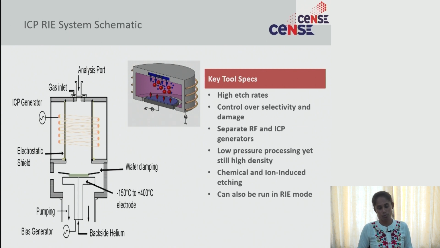So the key tool specs for the ICP RIE are that the etch rates can be high because of the density of the plasma, and we also have very good control over the selectivity and damage to the substrate. We have separate RF and ICP generators to control the ion flux and the density of the plasma. And with low pressure processing, we can process at low pressures with a high density. It's also a chemical and ion induced etching, and can also be run in only RIE mode, without applying any ICP power. So these are the specs of the ICP RIE tools.